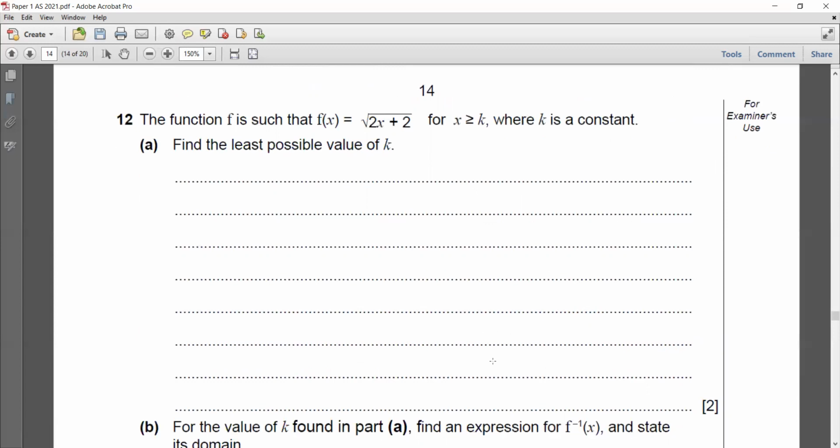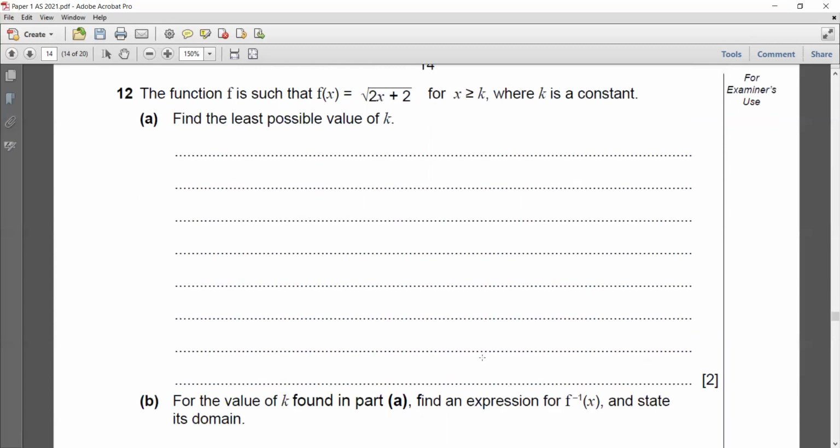Okay, number 12, the last question. A function f is such that f of x is equal to the square root of 2x plus 2 for x greater than or equal to k, where k is a constant. Find the least possible value of k.